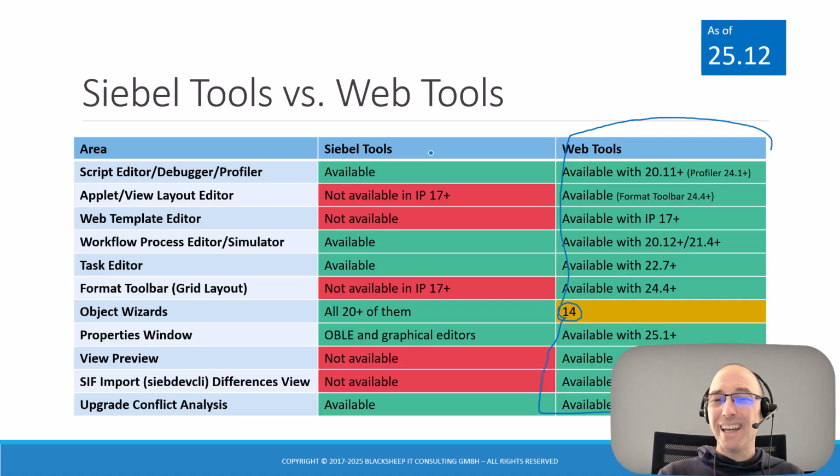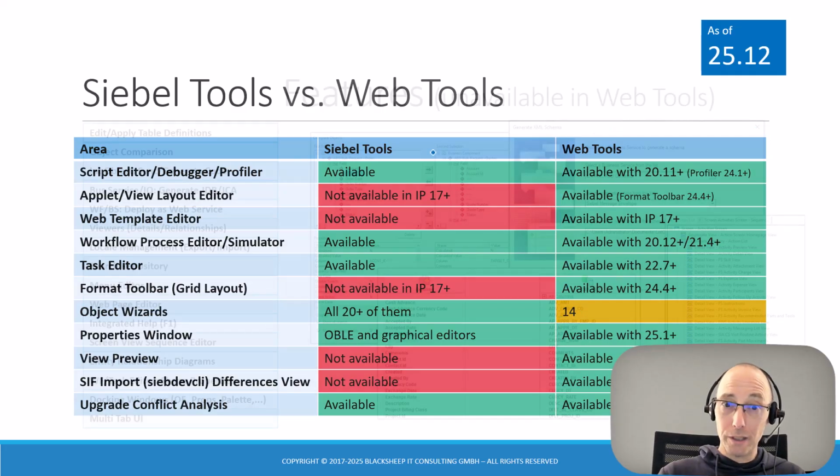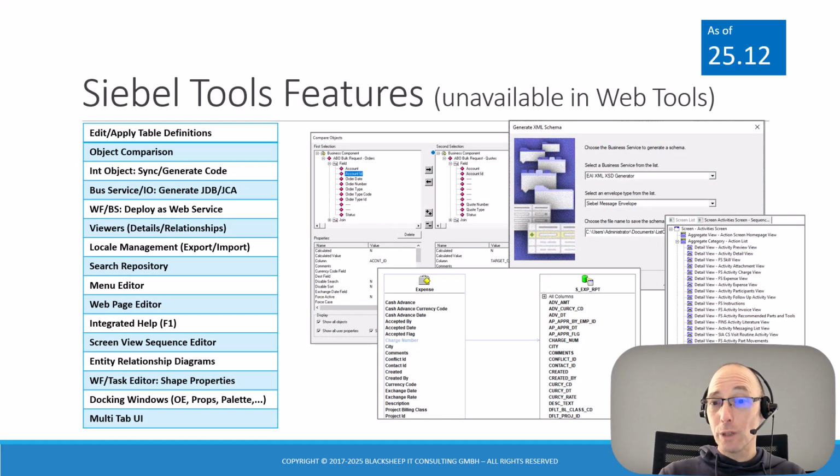So if you're still using Siebel tools only and not web tools, I think now, 8 years into web tools, it's safe to say web tools should be your primary tools, and Siebel tools should only be used when web tools cannot do it. Web tools still cannot do a lot of things. That is not a negative, it's just a factual listing here, but you still need Siebel tools for all these things here, starting with editing or applying table definitions, schema changes, object comparison, pressing all those buttons for generating code on integration objects, or doing the right-click thing, deploying as a web service.